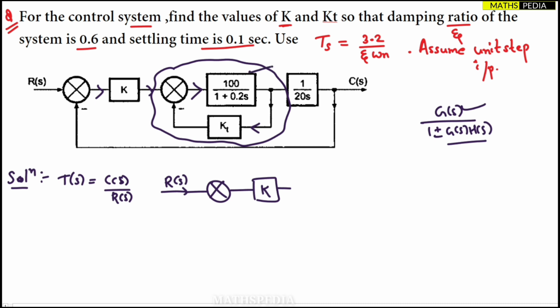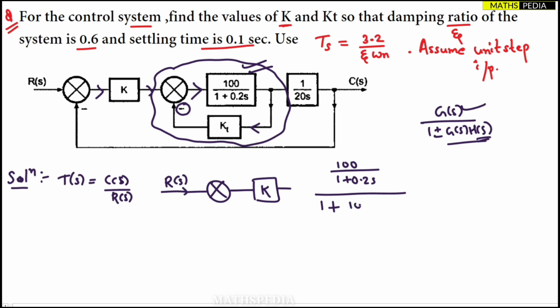G of s is the forward path gain, and h of s is nothing but the feedback, which is here kt. Now what is g of s? It is nothing but 100 by this thing. So can I write g of s as 100 by 1 plus 0.2s, divided by 1 plus or minus. Now which sign should I put? Here you can see, when I go through the feedback path, I am getting the summing point sign as minus. So always you have to take the opposite sign, that is plus. So I should take here 1 plus, not minus.